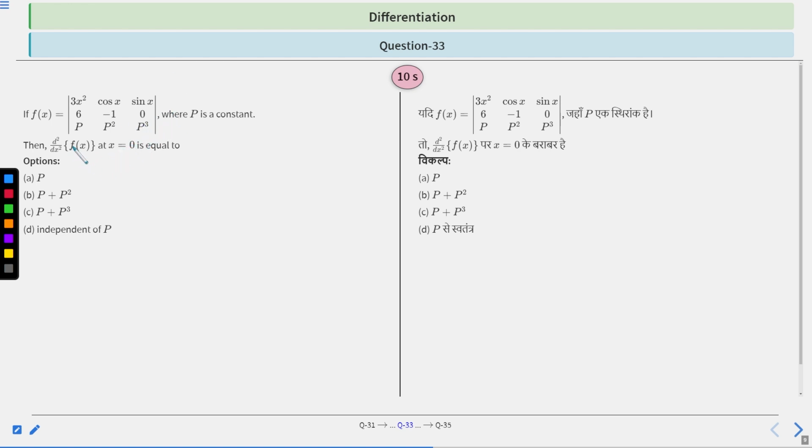So the hint of this question is we can break this determinant. Since we have to find f double dash x, first we can find f dash x by using the derivative of a determinant function. After that we can find f double dash x by the same method, and then we can put x equal to 0, solve the determinant, and get the result in terms of p. Okay, so you have 10 seconds to solve this question. After 10 seconds we will discuss the solution.